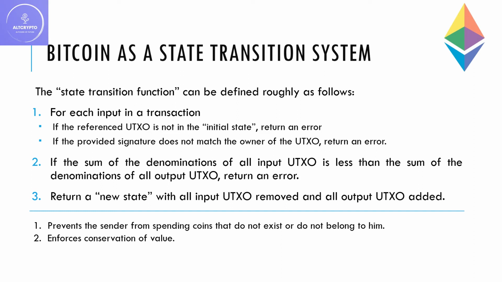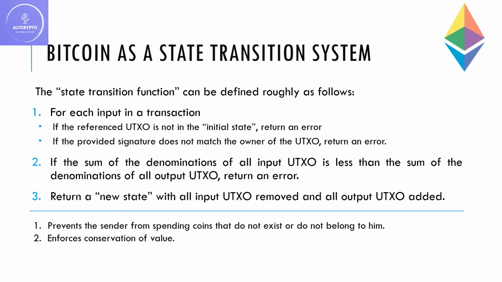Bitcoin as a state transition system. The state transition function can be defined roughly as follows. For each input in a transaction, if the referenced UTXO is not in the initial state, return an error. If the provided signature does not match the owner of the UTXO, return an error.